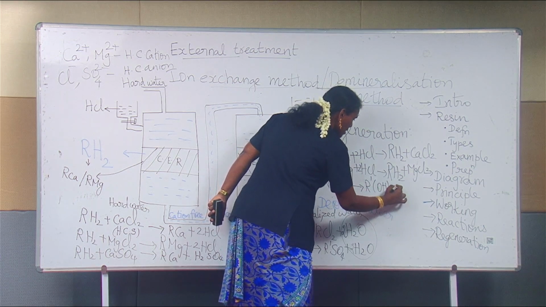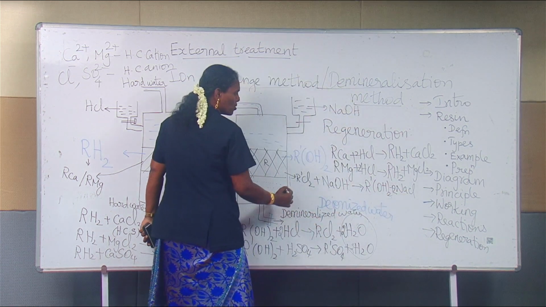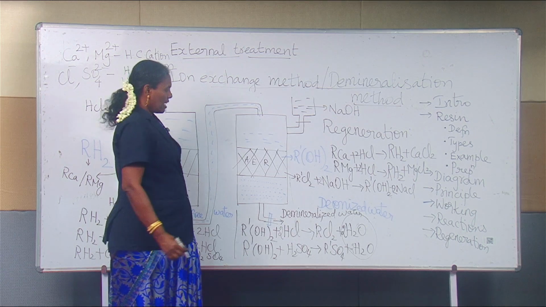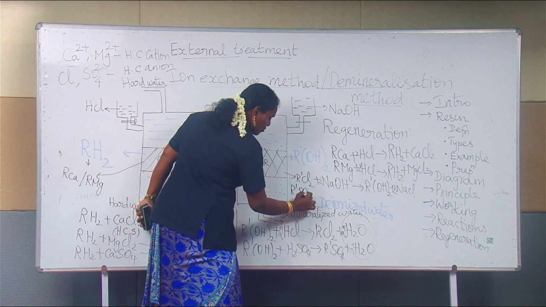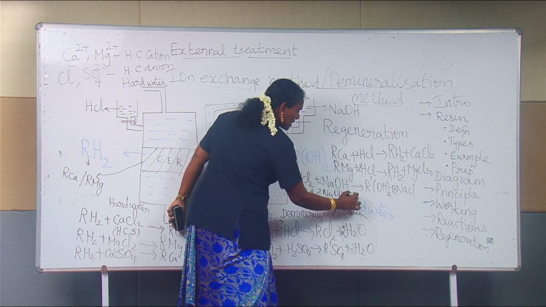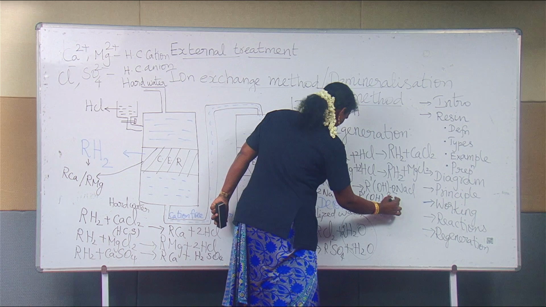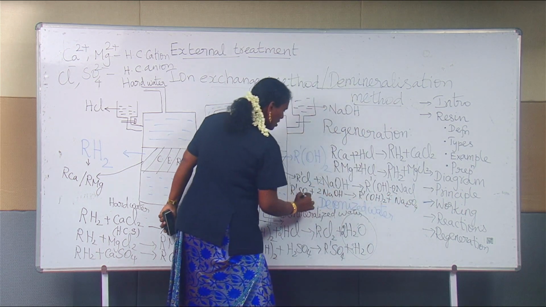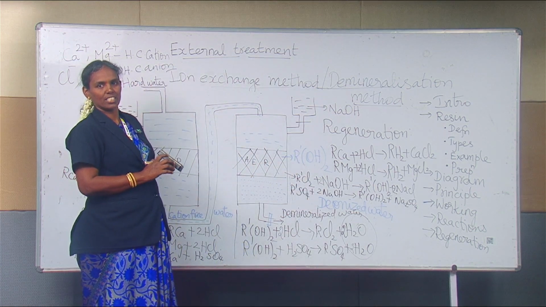R-OH twice plus NaCl. To balance this, put 2 here also. Is it clear? Otherwise, for this one, if you want to write: R-SO4 plus 2 NaOH gives R-OH twice plus Na2SO4. Here also, so this is how the regeneration reaction takes place.